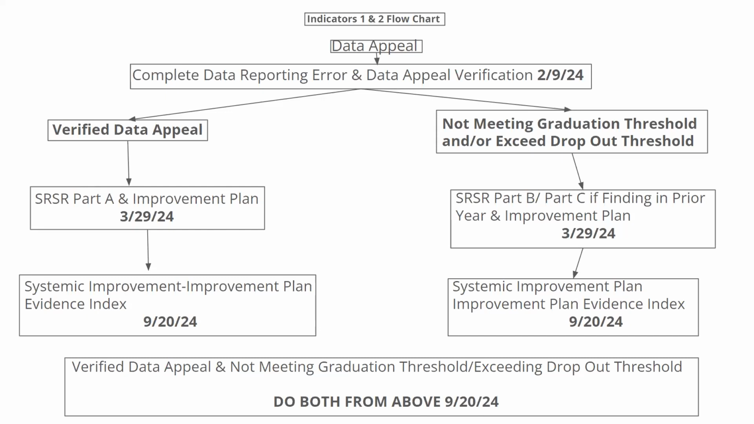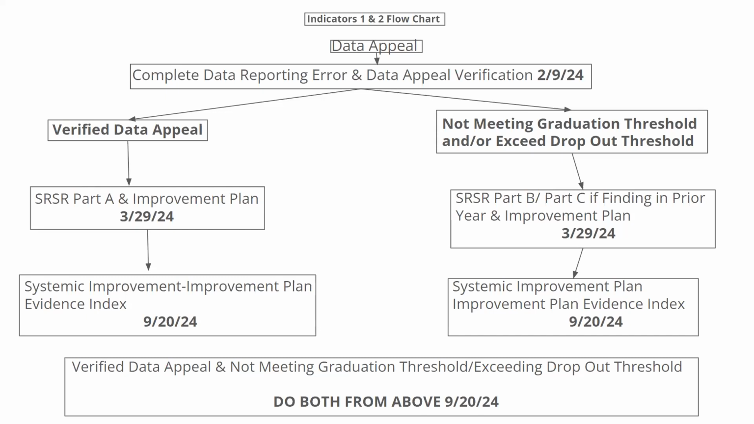Again, if you have not met the graduation threshold or you exceeded the dropout threshold, you will be required to have SST participation as part of your process. Then once again, you will have to upload your improvement plan evidence index by the 20th of September with evidence of the completion of the activities that were outlined on your improvement plan.